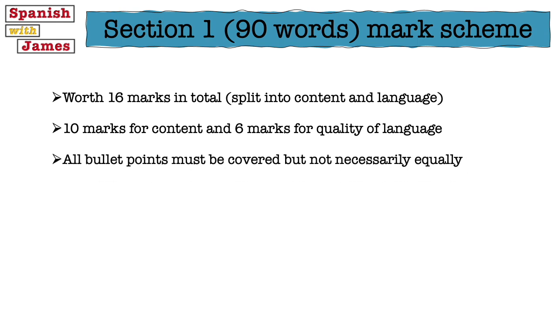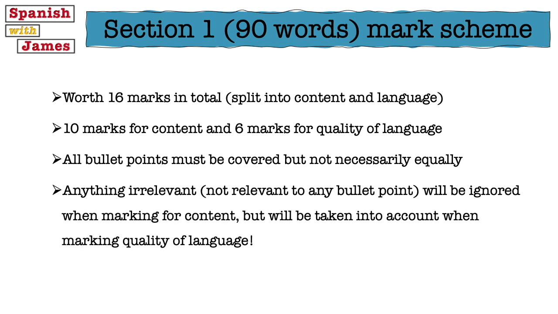All of the bullet points need to be covered, but not necessarily equally, so you could write 2 sentences on one, 3 sentences on another, that's not a problem. Anything irrelevant, so anything that's not relevant in any way to any bullet point, it will be ignored when marking for content, so it won't gain you anything for content, but it will be taken into account when marking quality of language. So the message there is don't go off topic, because you won't get any points for it, but you could lose points if you make mistakes in your language for that irrelevant content. Plus you'll lose time, which is valuable time that you'll need for the other sections of the paper.